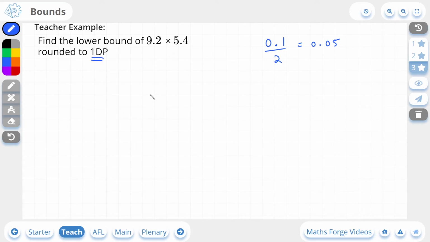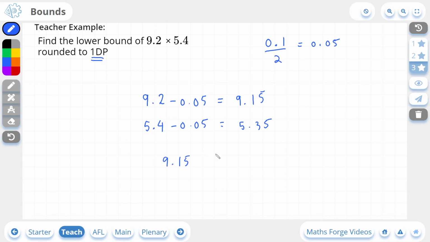So we're going to do 9.2 minus 0.05, which will give us the lower bound of this number, which is going to be equal to 9.15. And to find the lower bound of 5.4, it's going to be 5.4 minus 0.05, which is going to give us 5.35. And now this is the lower bound of each individual number. We are now going to multiply them together.